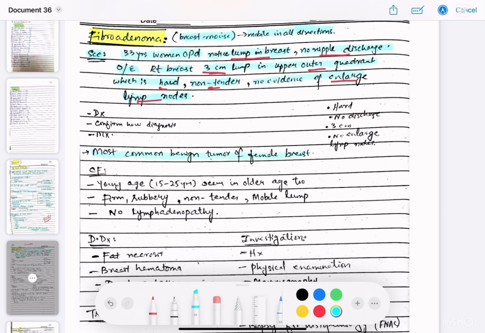Okay, so the most common benign tumor of the female is fibroadenoma. We should remember this, that fibroadenoma is the most common benign, that is non-cancerous, tumor of the female breast.